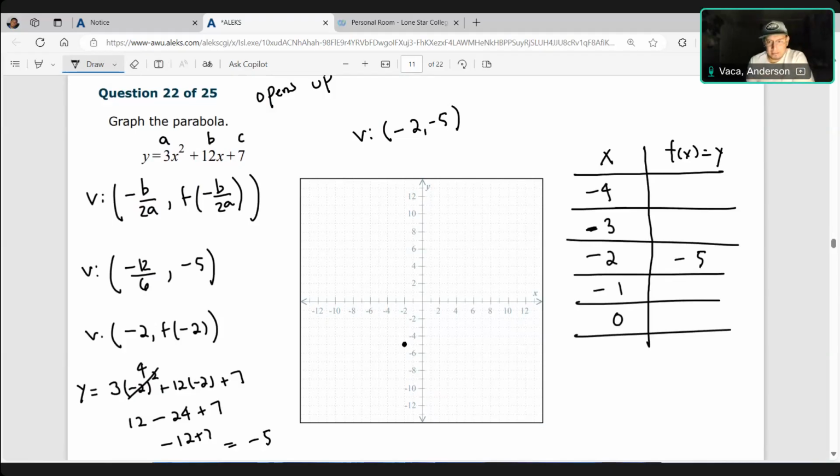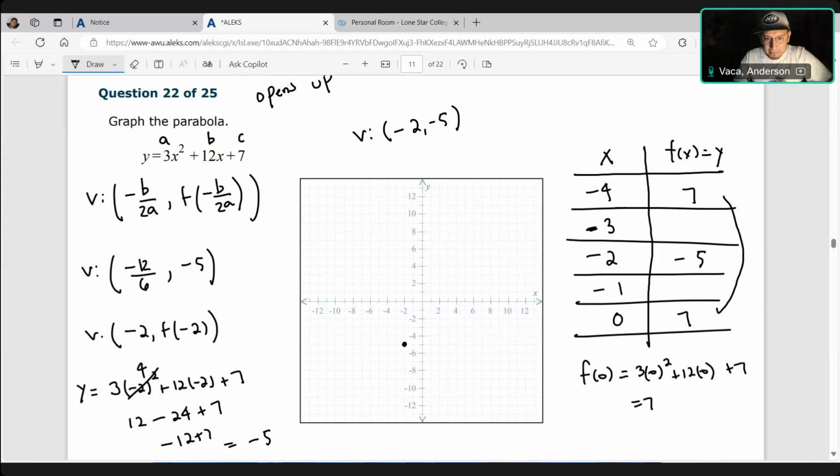Okay. And so let's see what happens when we have 0. That's actually not that bad. F of 0 will be 3 times 0 squared plus 12 times 0 plus 7, which is just equal to 7. This value right here will also be 7 because it is symmetrical. Okay. And so if we have 0, 7, which is up here, we will also have negative 4, 7.